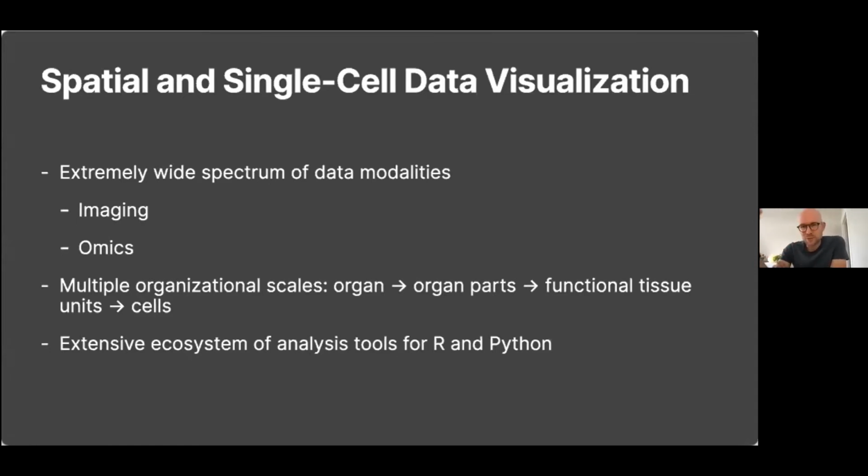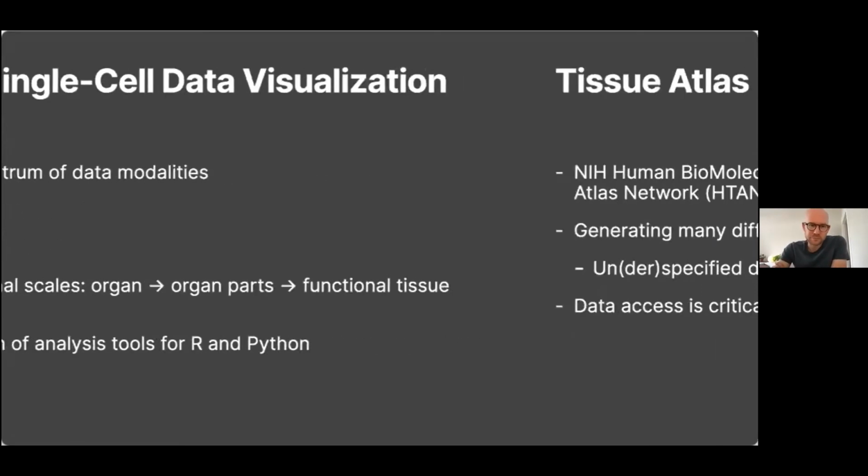Functional tissue units are groups of cells that perform a certain type of function within an organ together. And of course, another thing that you'll deal with is the actual data and where that data is coming from and how people are processing this data. So you'll see there's a rich ecosystem of analysis tools in R and Python that you somehow need to be able to support if you want to build a tool for real-world use.